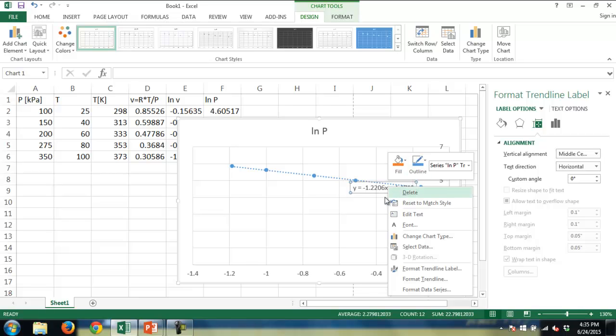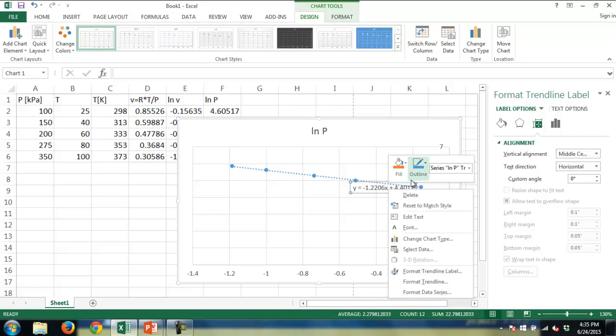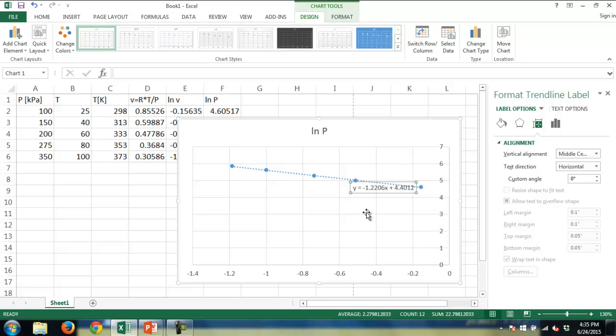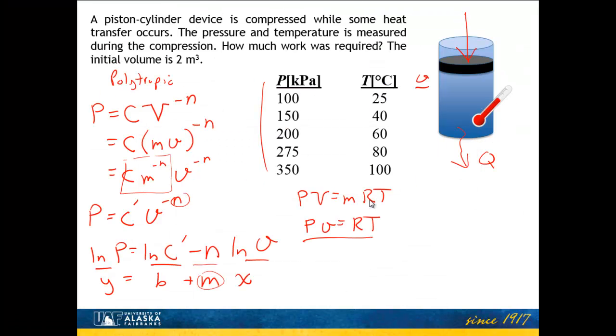I'm going to make that a little bigger for you. Okay, so if you look though, you can see that the slope is minus 1.22. So let's go ahead and go back to our problem here. And what we just saw was that n is equal to 1.22. It was minus 1.22, but minus n in this equation right over here would be positive m. So the slope was minus 1.22, therefore n is a positive 1.22.